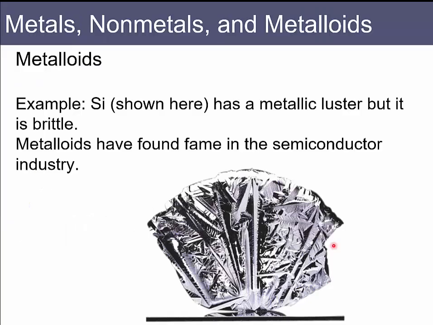So our metalloids, for example, silicon, which is shown here, has a metallic luster, but it's brittle. So it's kind of got characteristics of both. Metalloids have found fame in the semiconductor industry. So we really rely on some of these metalloids, like silicon and germanium, to do everyday things. These guys are important to us.